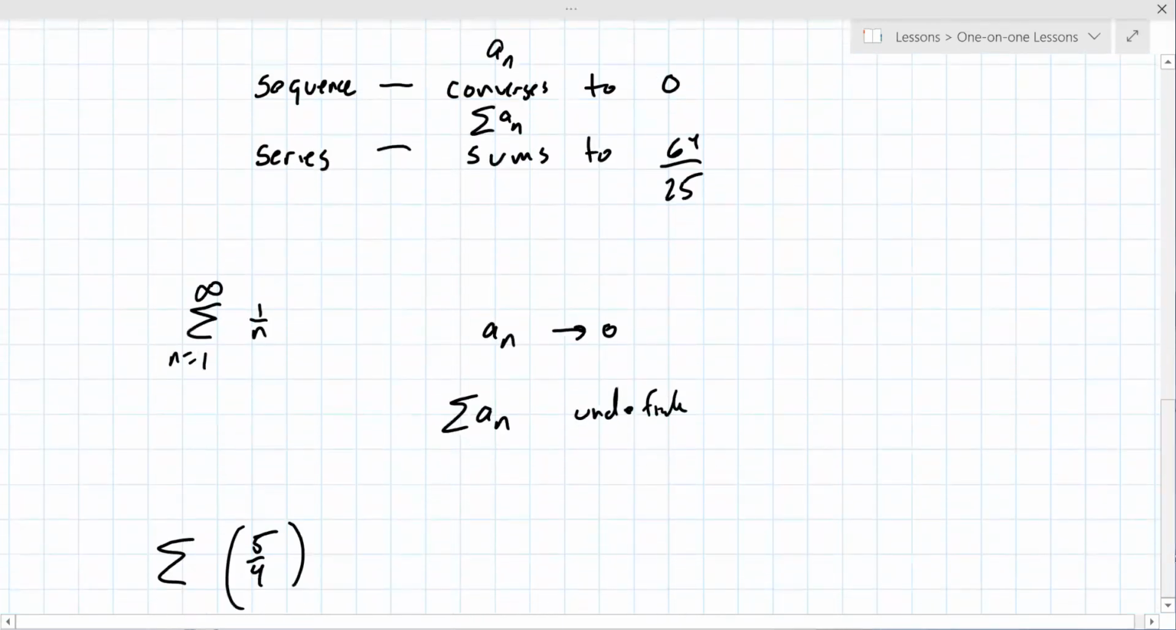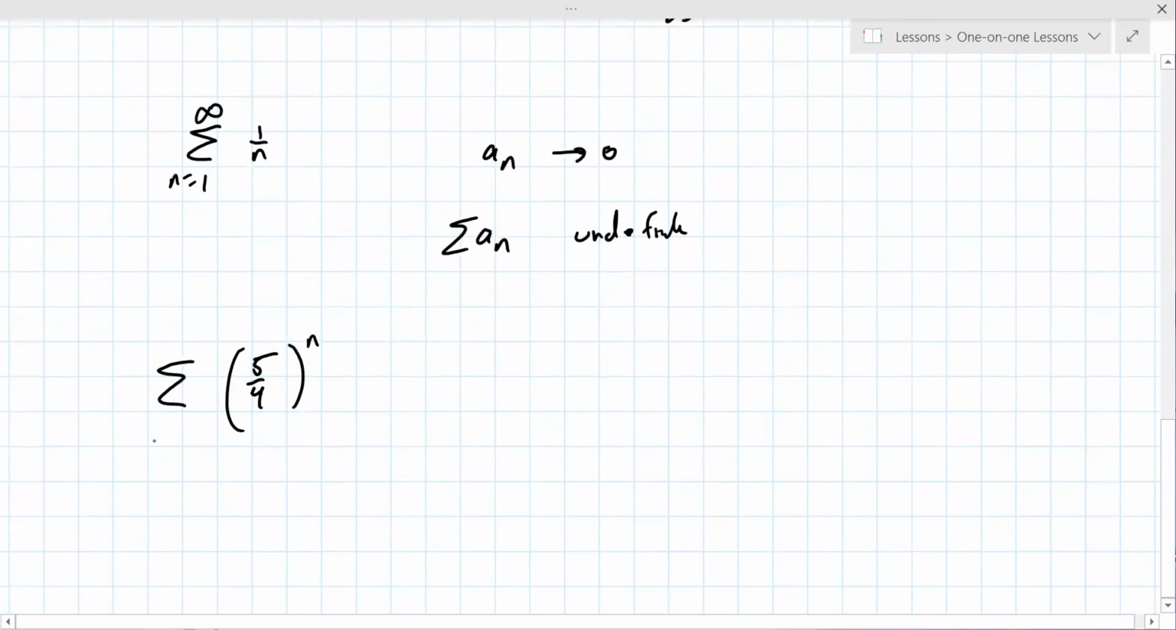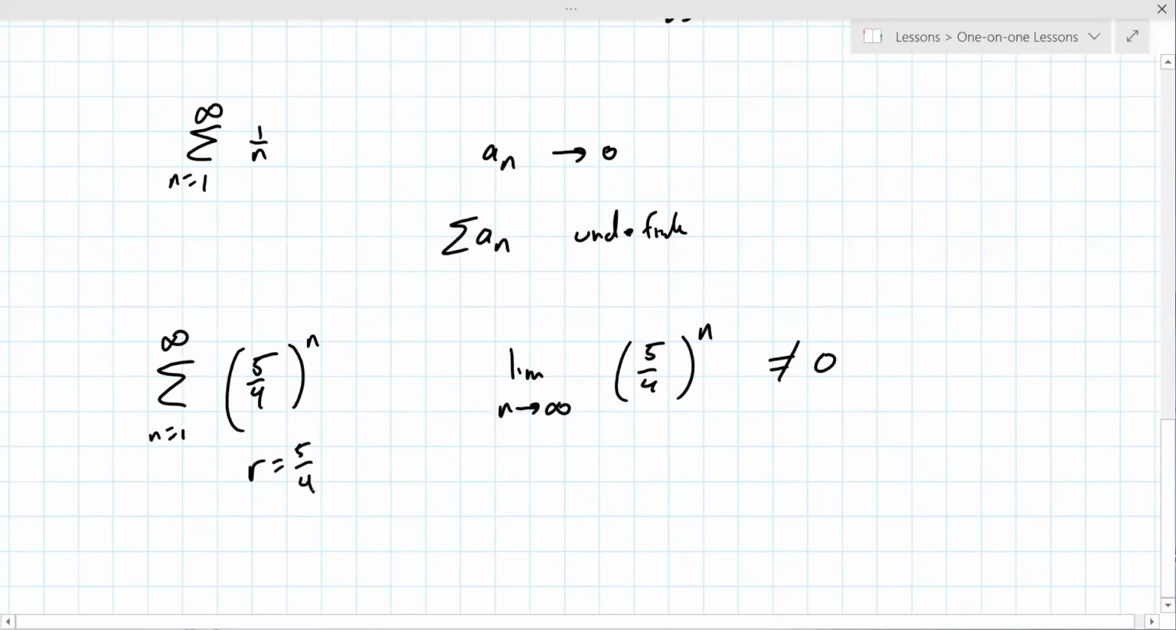Okay. So I want to just briefly give this example. This is geometric, but it does not converge because the limit as n goes to infinity of (5/4)^n does not go to 0. But this is geometric because it has r equals 5 over 4. So not all geometric series converge. Some do, some don't.